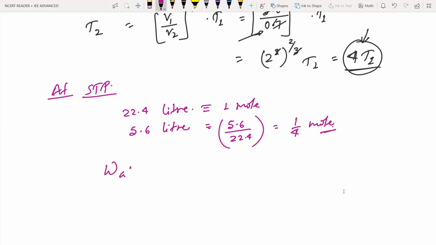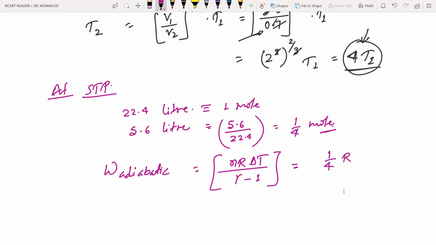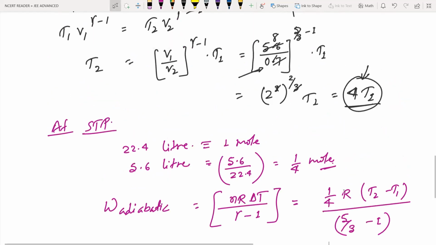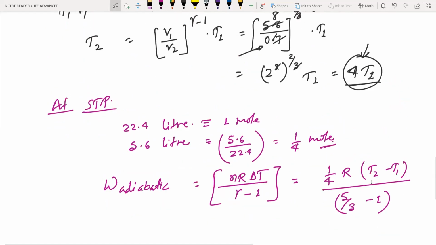Based on this, we can find the work done due to the adiabatic process, adiabatic compression happening here. This is nR delta T divided by gamma minus 1. Here n is 1/4, and R is R only. Delta T means T2 minus T1. The gamma below is 5/3 minus 1. We just have to simplify. The value of T2 is not given, but we have already found it: this is 4T1.